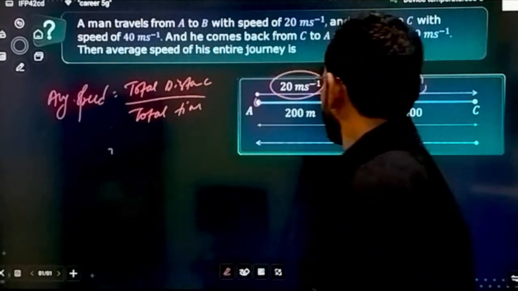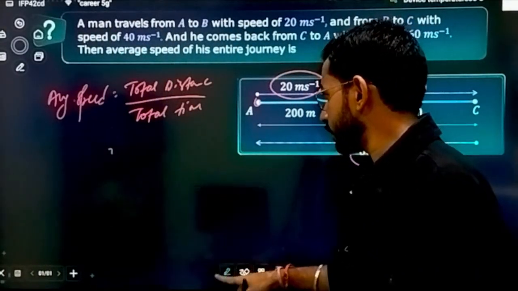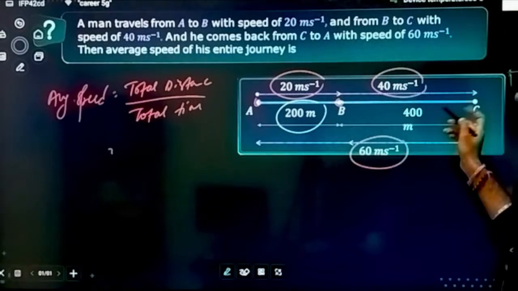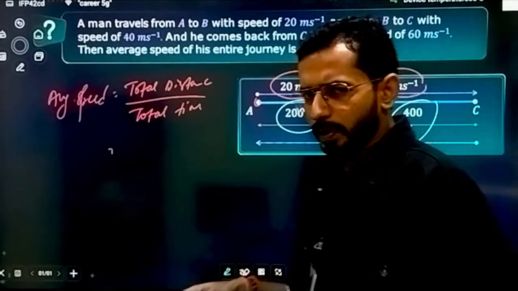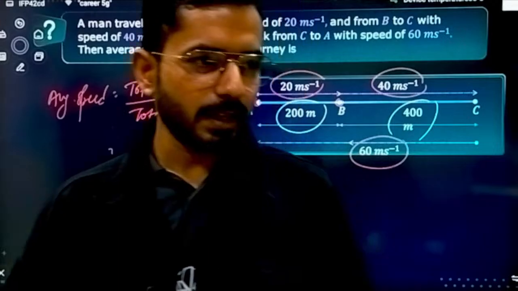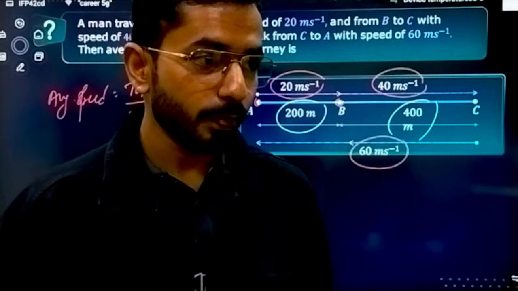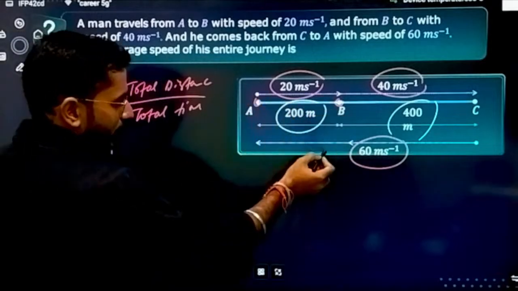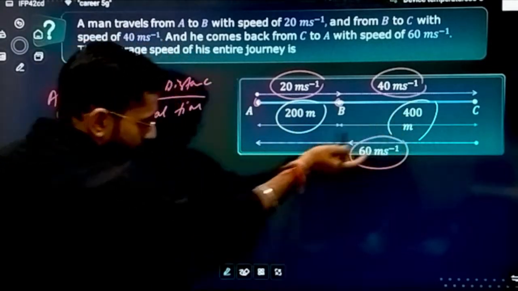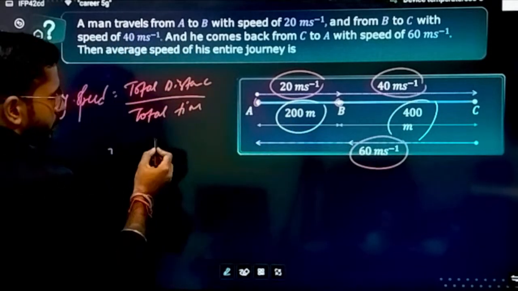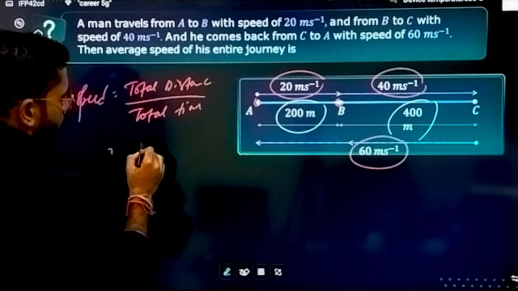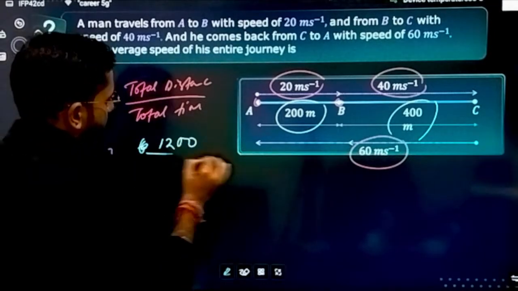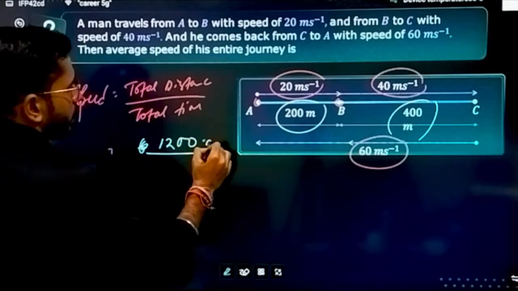From the given values, distances are also mentioned. Total distance: A to B, what is the distance? 200 meter. B to C, what is the distance? 400 meter. So what will be the total distance? 600? No, because it is coming back to A. That means the total distance I will travel is 600 in one go, and in the reverse it is again 600. That means it is equal to 1200. How much distance is traveled? 1200 meter.